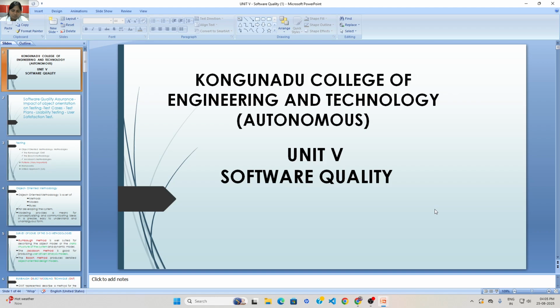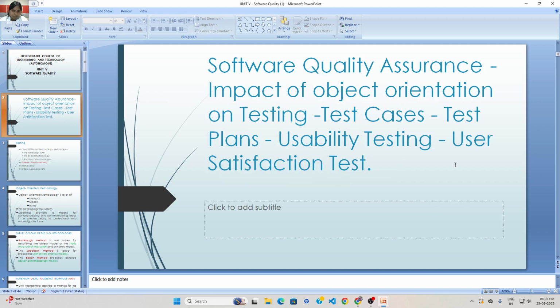Today we are going to see Object-Oriented Analysis Unit 5 Software Quality. Under this software quality, we have topics such as quality assurance, impact of object orientation on testing, test cases, test plans, usability testing, and user satisfaction testing.